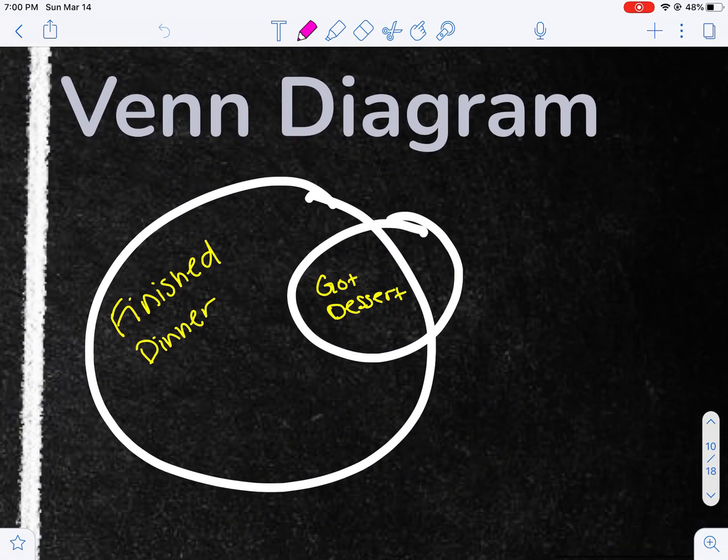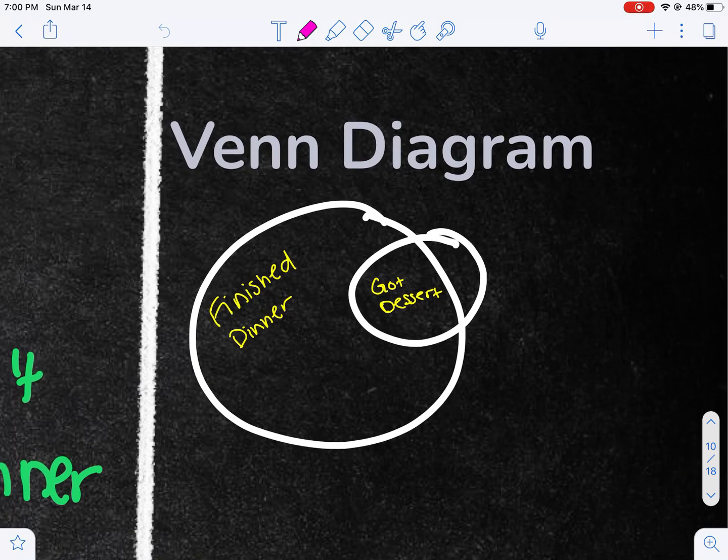My Venn diagram might look something like this. These are all the times I finished dinner, and there's a handful of times in there that I got dessert. Not every time that I had dinner did I get dessert, and there's a handful of times that I got dessert without finishing my dinner, but most of the times I got dessert, I finished my dinner.